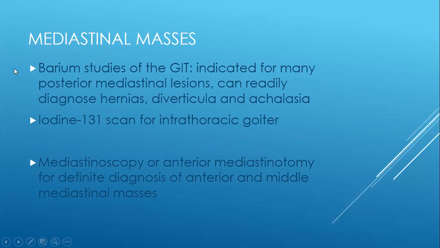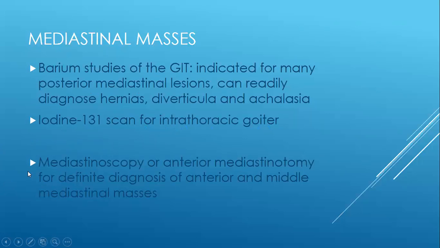Other diagnostic exams you can do would be barium studies, especially if you're considering a GIT lesion. So this is indicated for your posterior mediastinal lesions since it can diagnose your hernia, diverticula, and achalasia. If you're thinking of an intrathoracic goiter, then you can request for an iodine 131 scan.